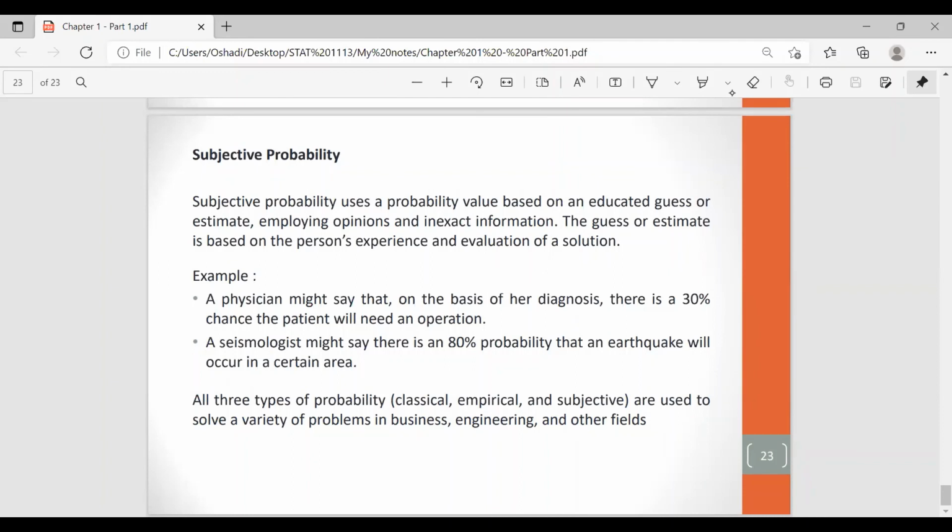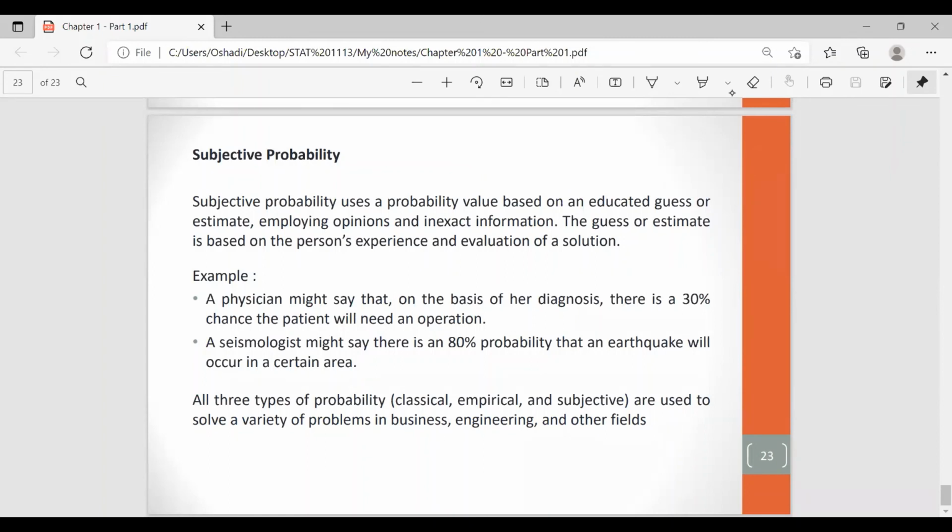The guess or estimate is based on a person's experience and evaluation of a solution, right? From the experience, we are obtaining this subjective probability. For an example, a physician might say that on the basis of her diagnosis, there is a 30% chance the patient will need an operation. There is a 30% chance. So 0.3 of probability, right?